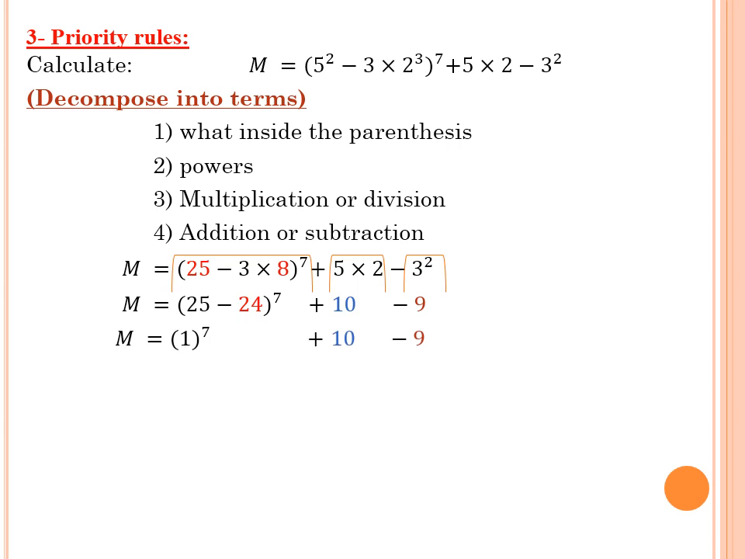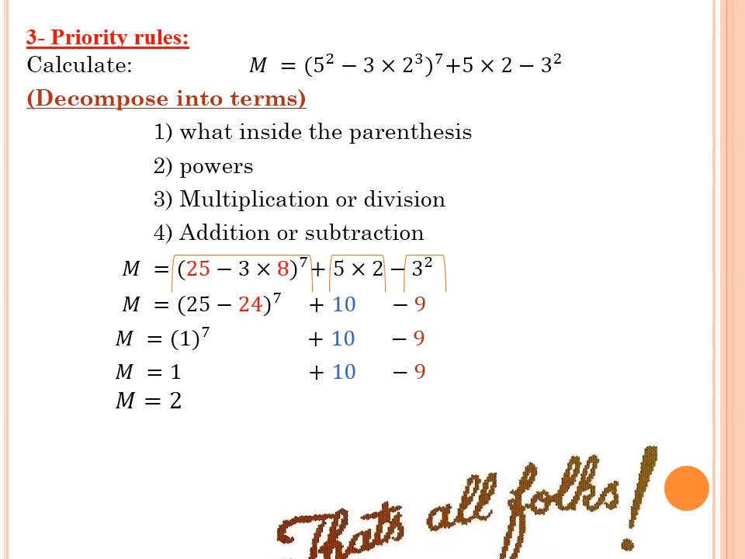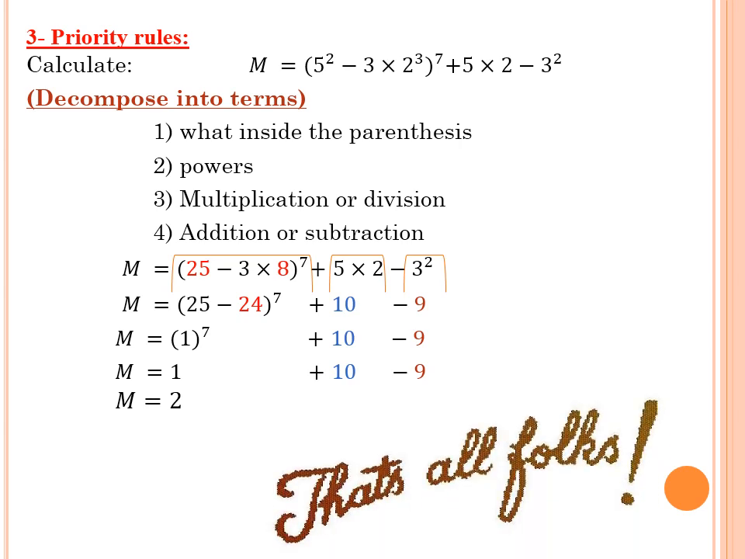The next step is we have to solve inside the parentheses. 25 minus 24 is 1 to the power 7. Again, 1 to the power n is 1. No matter how many times I multiply 1 by itself, our answer should be 1. Then M equals 1 plus 10 minus 9. 1 plus 10 is 11. 11 minus 9 is 2. Then M equals 2.